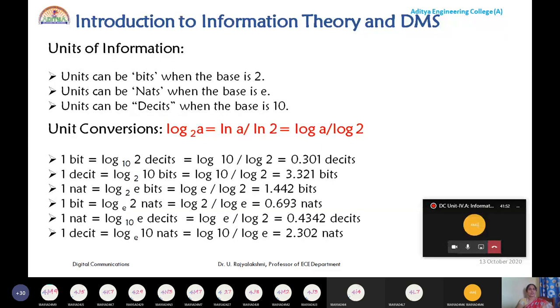So the units of information are bits when the base is 2. Now, how can you convert bits into NATS or vice versa, from NATS to bits, bits to decits, decits to bits, NATS to decits and decits to NATS? In order to go through the unit conversions, log A base 2 is in general log A by log 2, or ln A by ln 2.